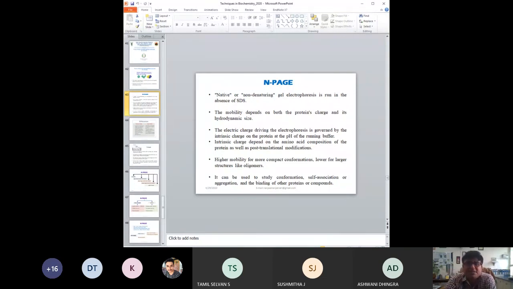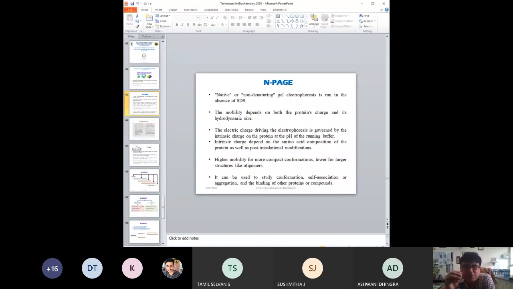The third point says the electric charge driving the electrophoresis is governed by the intrinsic charge on the protein at the pH of the running buffer. As I told earlier, it is the intrinsic charge which is one of the bases in the case of native phase, other than the size of the protein which you are going to separate. The fourth point is that intrinsic charge basically depends on the amino acid composition, which I have already told earlier. Some post-translational modifications also modify the intrinsic charge of the protein, which is reflected in the movement or the resolution of the protein on the gel in the case of native phase.